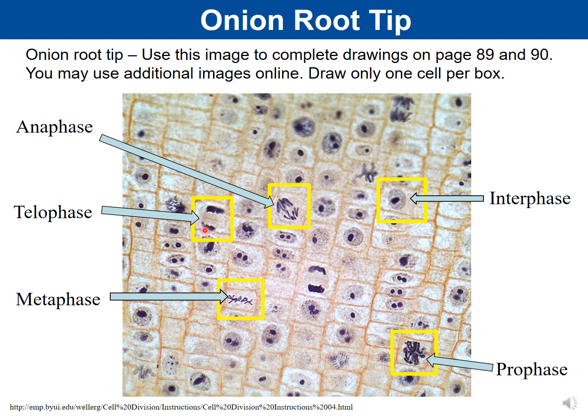Next, we have telophase. Again, telophase is the opposite of prophase. What you can look for in telophase is, notice this little line, this orange line that's here. That orange line is going to be your cell plate. That's the cell plate that's starting to form that is going to divide that cell into two.